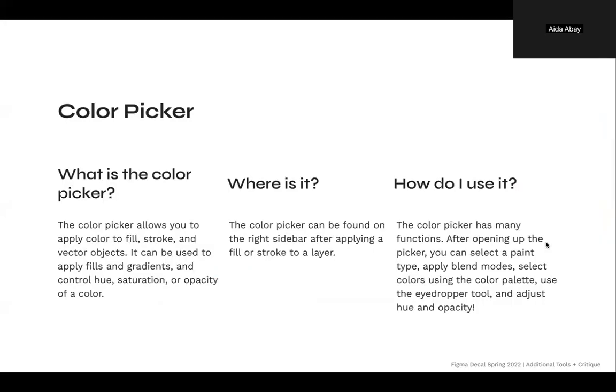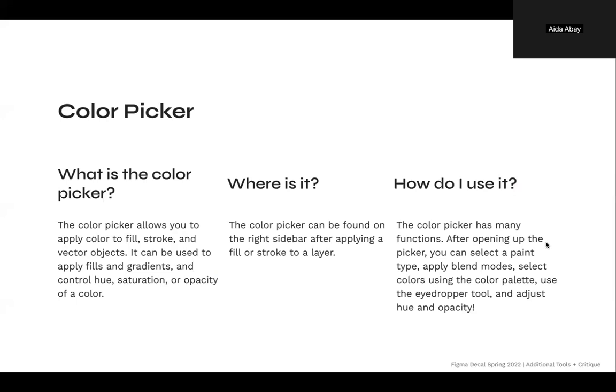And then color picker. So the color picker allows you to apply color to fill, stroke, and vector objects. And it can be used to apply fills, gradients, and color, hue, saturation, or opacity of a color. Again, it's on the right sidebar after applying a fill or a stroke to a layer.